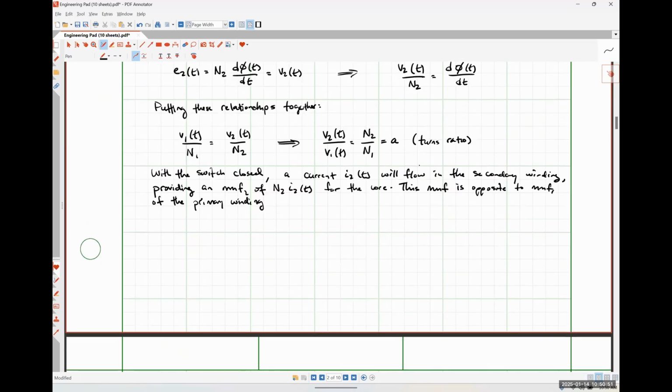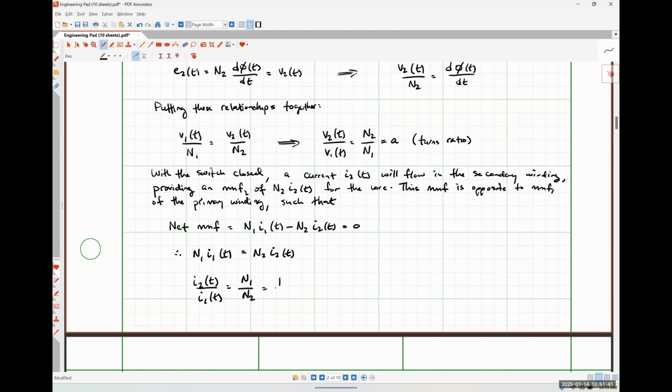So anyway, such that we can say that the net MMF is equal to N1 I1 minus N2 I2, which is zero, implying then that N1 I1 must equal N2 I2, and therefore the ratio of I2 to I1 is N1 over N2, which is 1 over our turns ratio.